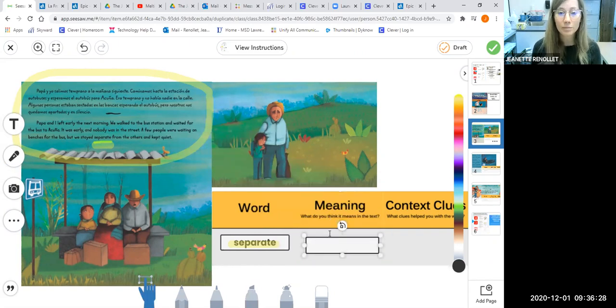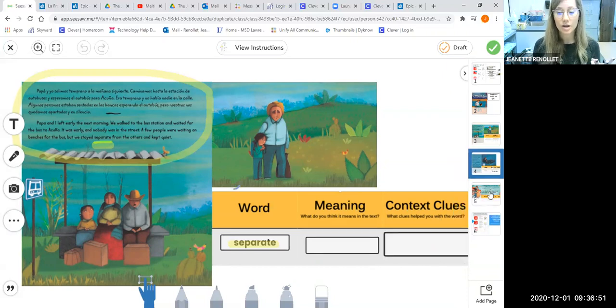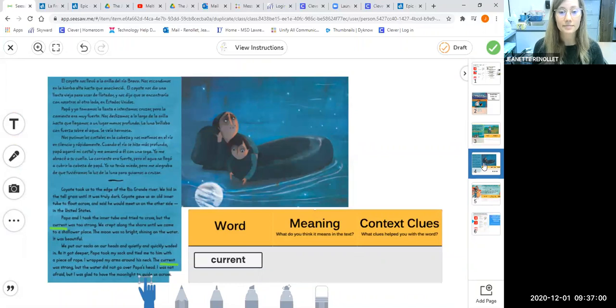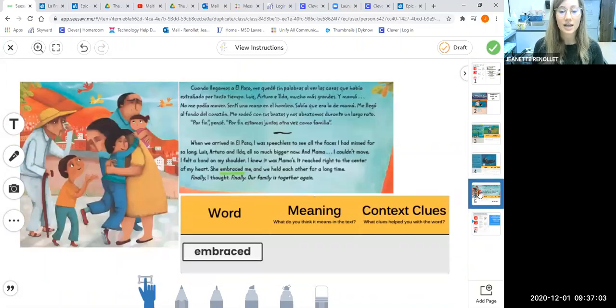and then tell me what clues you used. Were there other words that helped you figure out the meaning? Or were there other pictures that helped you figure out the meaning? You need to tell me what clues you used that helped you. You have 3 slides to do, 3 different words. The first one is separate. The next word is current. And the last word is embraced. 3 words for you to try to determine what they probably mean.